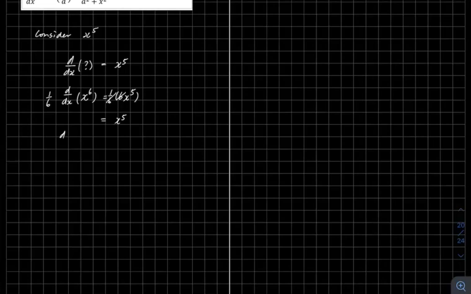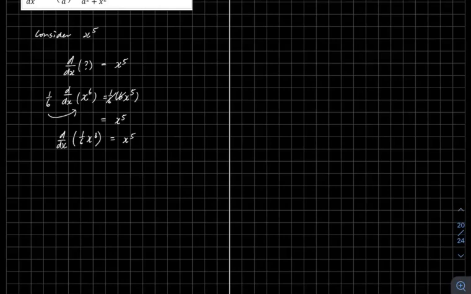So in other words, let's take that 1/6 inside there, and we will have 1/6 x to the power of 6 is equal to x to the power of 5. Now, you might need to pause and actually do that for yourself. Just convince yourself that when you differentiate that, you do indeed get x to the power of 5.